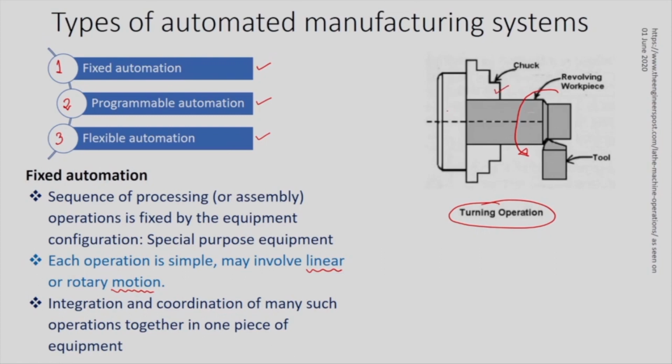This chuck is mounted on a spindle, and that spindle is being run by a motor. Of course, there is a gearbox or there may be a pulley drive through which the spindle is rotating. The spindle is rotating, the chuck will rotate, and it will revolve the workpiece.